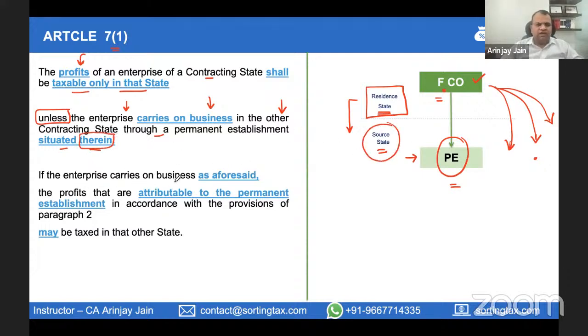If the enterprise carries on business as aforesaid, which means if the foreign company carries on business in the other contracting state through the permanent establishment, the profits that are attributable to the PE in accordance with the provisions of paragraph 2 may be taxed in the other state. So what this means is that the profits that can be taxed in the source state will basically be the profits which are attributable to the PE.